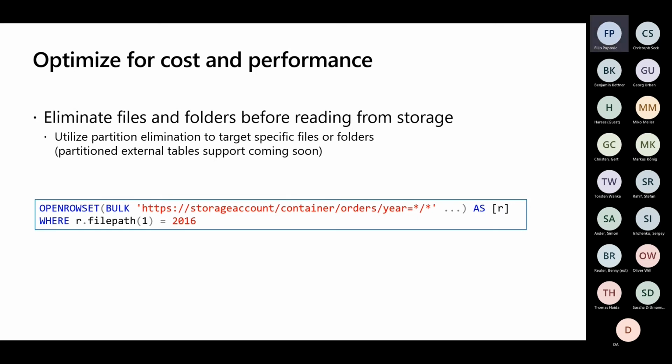So the next thing is partition elimination that we just explained through an example. So use file path for that. An important note is that external tables today do not support partitioning. So if you have a partitioned data set, you probably want to use OPENROWSET with views rather than external tables, because external tables do not support partition elimination today.